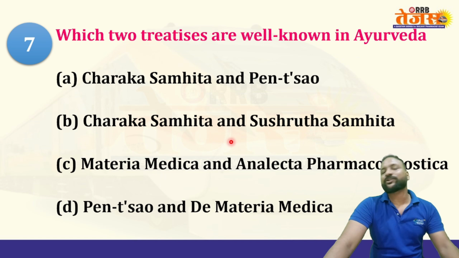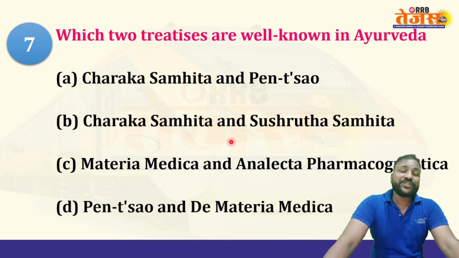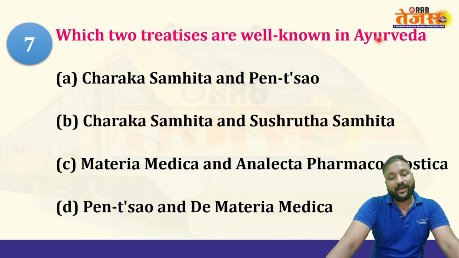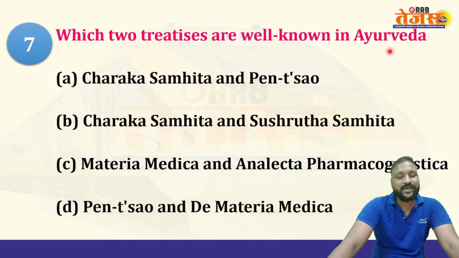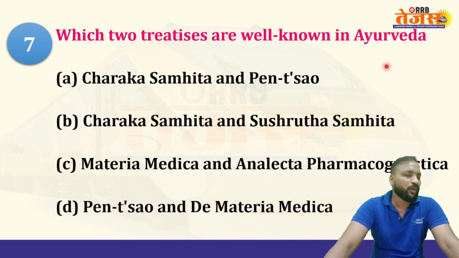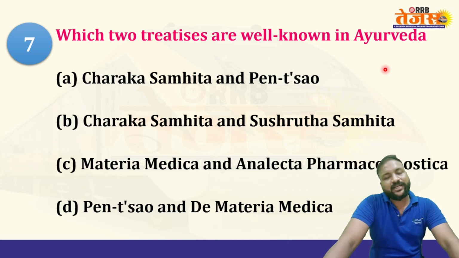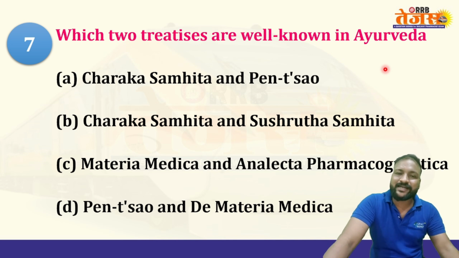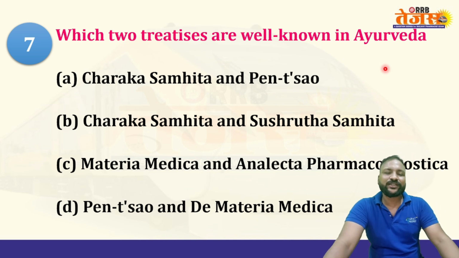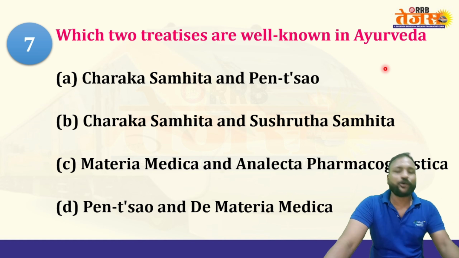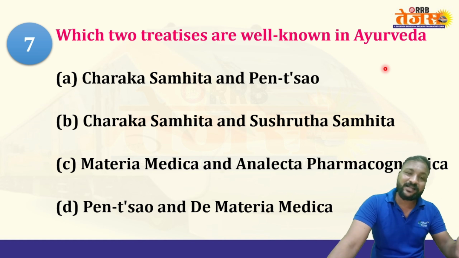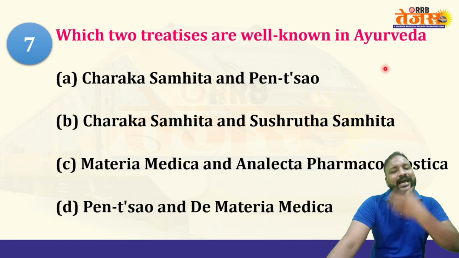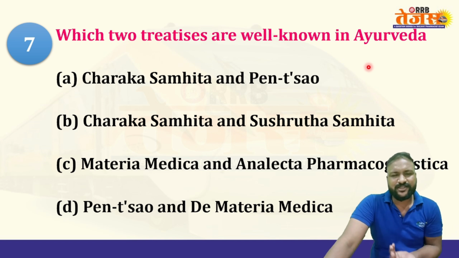Now we'll go for the seventh question in this series. Which two treatises are well known in Ayurveda? This is an ancient science of life, as we all know. In every traditional system of medicine there are personalities who made a lot of contribution to the development of such systems. We need to remember them because they are important from the examination point of view, whether for a pharmacist exam or GPAT.